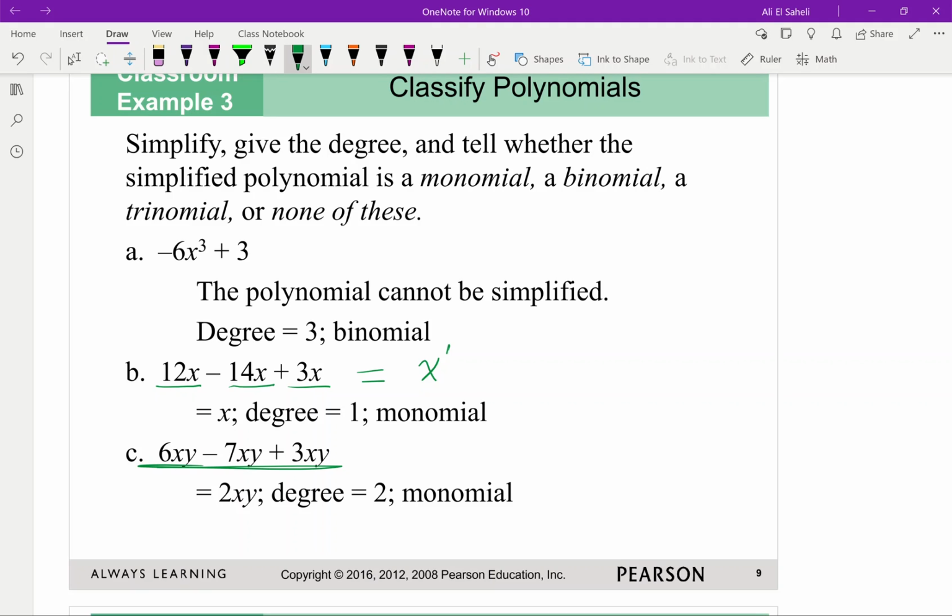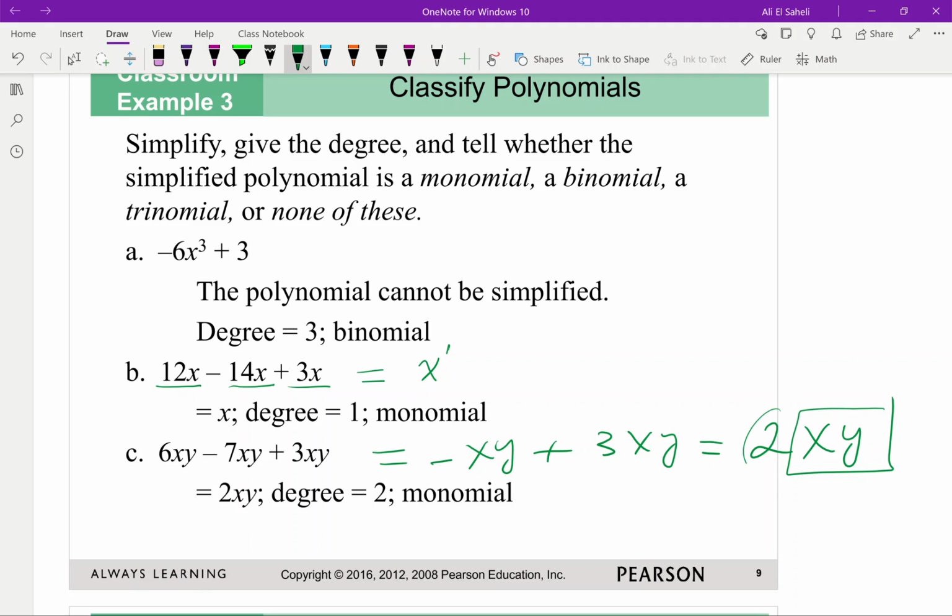This also can be simplified because we have like terms. 6xy minus 7xy is minus xy, plus minus xy plus 3xy is 2xy. The coefficient is 2 and the degree is x to the power 1, y to the power 1. So you have 1 plus 1 is 2. The degree is 2 and it is a monomial because after simplification you have only one term.